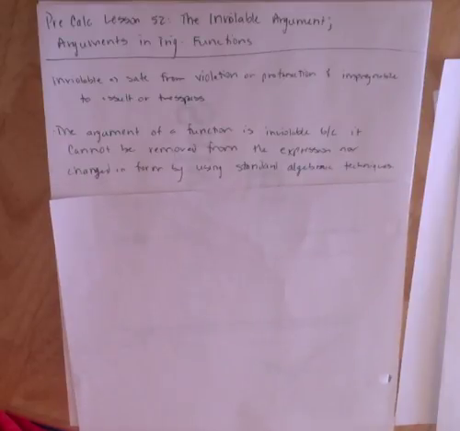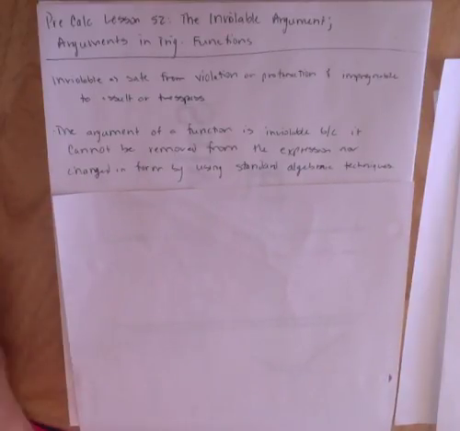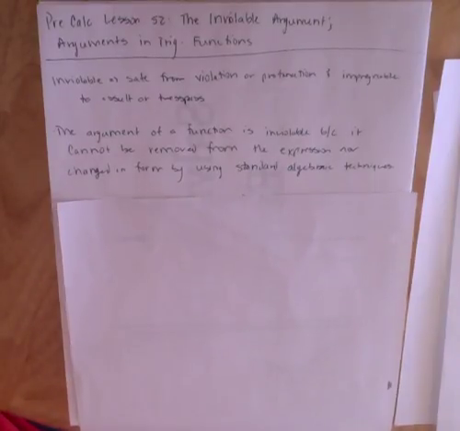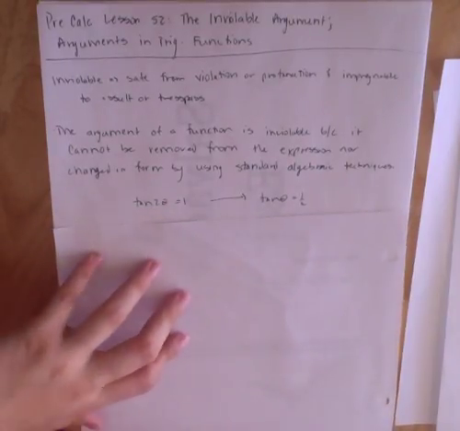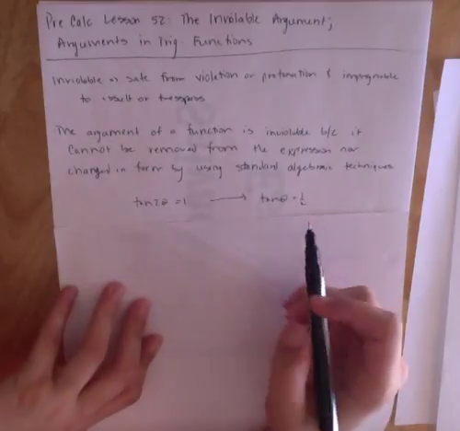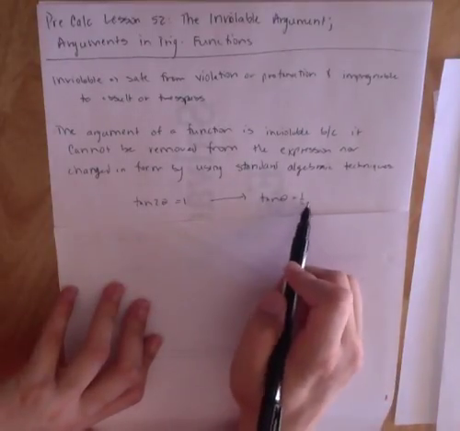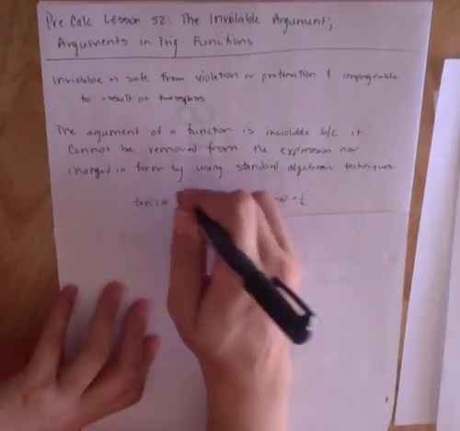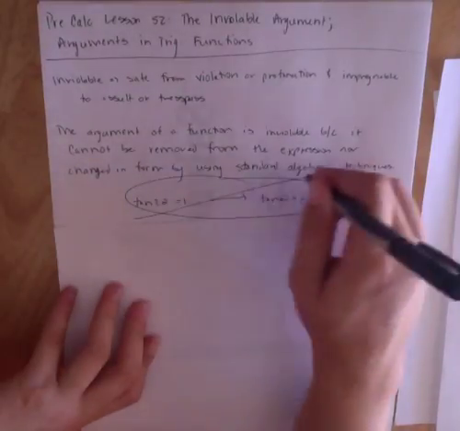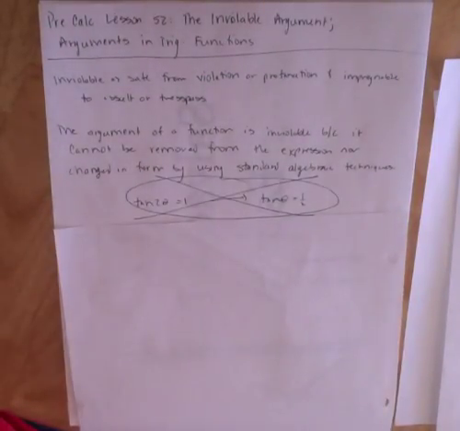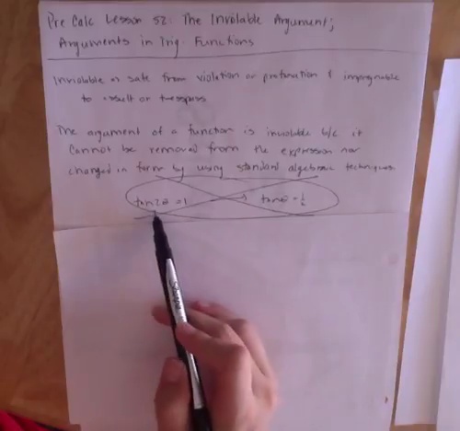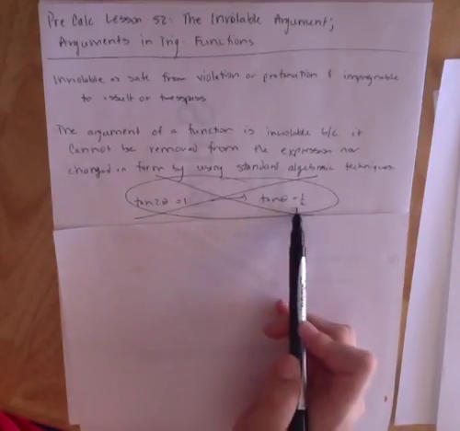Why is that important? The argument of a function is inviolable because it cannot be removed from the expression nor changed in form by using standard algebraic techniques. This is the new thing that we are doing in trig functions. If you have tangent of 2 theta equals 1, this is not true: tangent of theta equals 1/2. You cannot divide this by 2, big X through it. You cannot just divide both sides by 2.